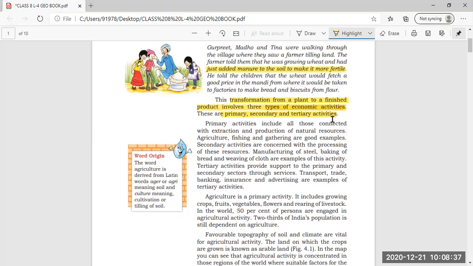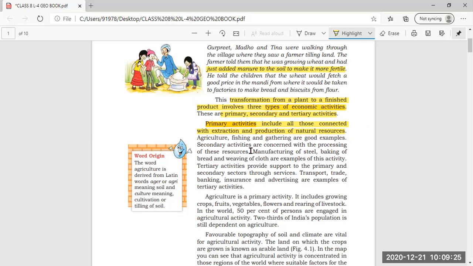Now, primary activity includes all those connected with extraction and production of natural resources. So, what does this primary activity include? It includes all those activities which are connected with the extraction, extraction means taking out, and production of the natural resources. Here, the natural product is the wheat, which has been extracted, which has been produced in the field. So that is why it is called primary activity. That is, where the production is starting, it is the primary activity.